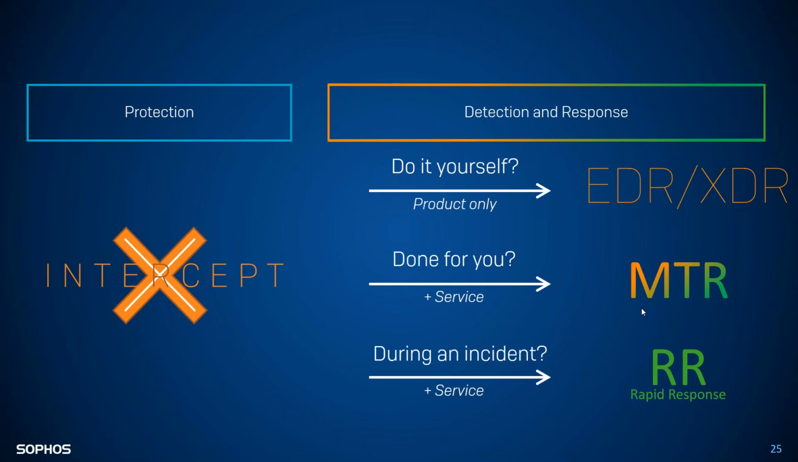Now, understand that if you use our MTR service, it does come with our Intercept X Advanced with EDR and XDR. So it does include the actual endpoint, because in order for our MTR service to work, we need that agent on that endpoint to be able to look at it. So what that means for you is, not only do you have our MTR service monitoring this for you 24/7, but since it requires our Intercept X Advanced with EDR agent on each endpoint, you still have the ability to do some of your own threat hunting if you want. You don't have to, but you can if you'd like.